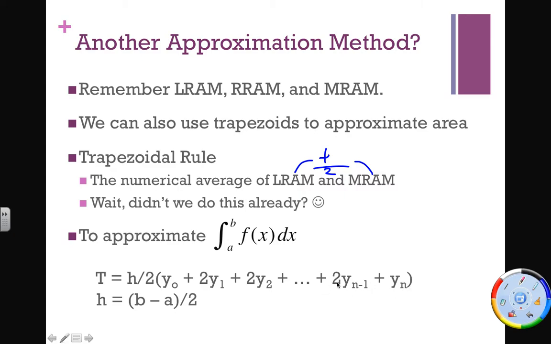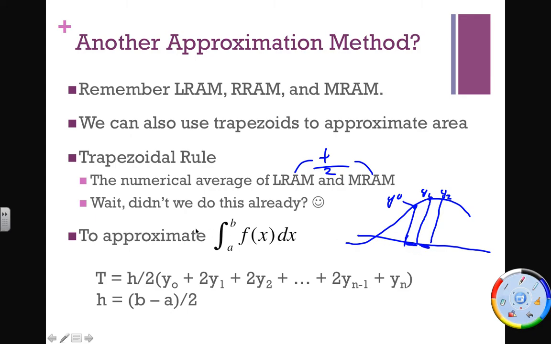And these y sub zeros, this would be on your function right here, this height would be y sub 0. The next height would be y sub 1. The next height would be y sub 2 because they're y values, right? That's the height.